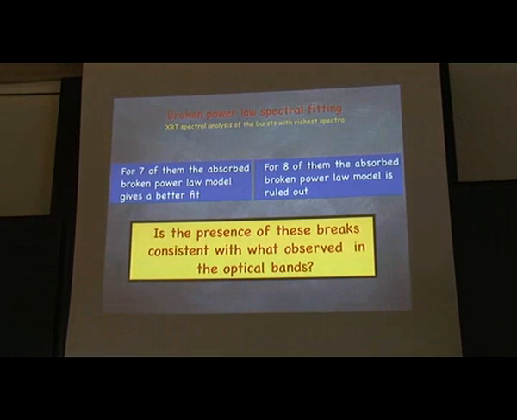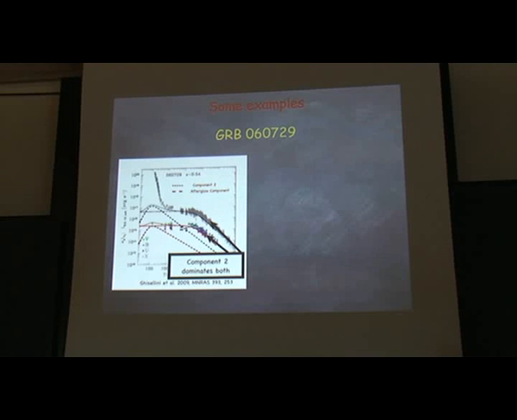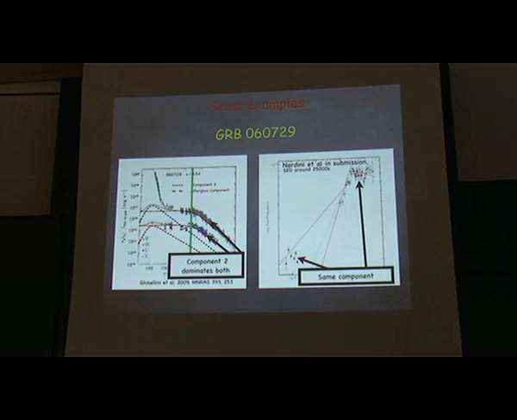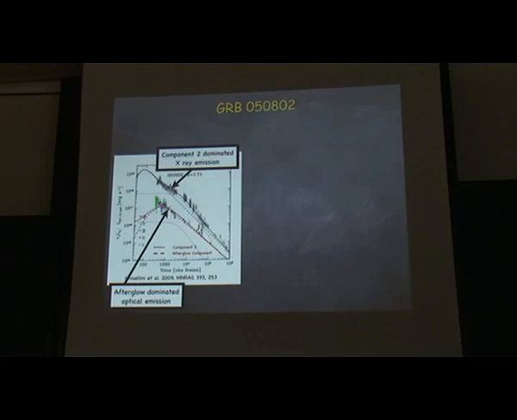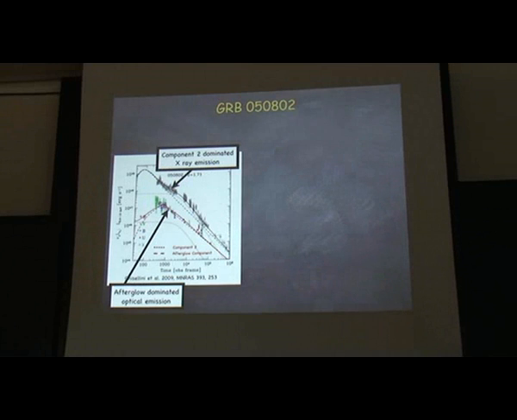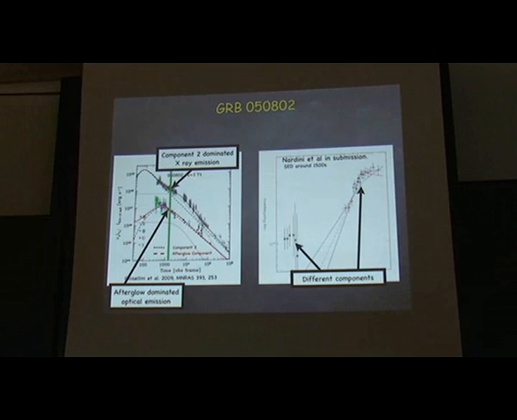We now want to test if the presence of this break in the X-rays is consistent with what we observe in optical. The first example is GRB 060729. We have that component 2 dominates both the bands. We take the SED and we see that it's consistent with one single component connecting the optical and the X-ray. In this other burst, the optical is dominated by the afterglow and the X-ray by component 2 here. We extract an SED and we see that the SED is inconsistent with being the same component.